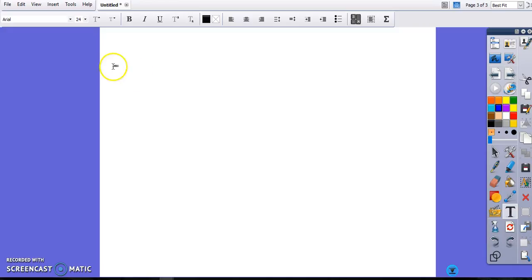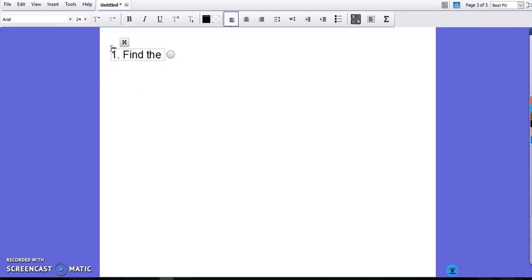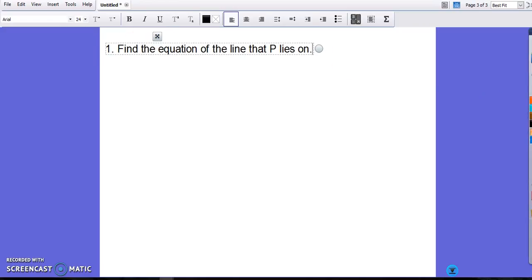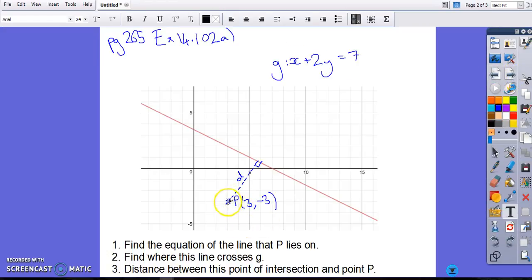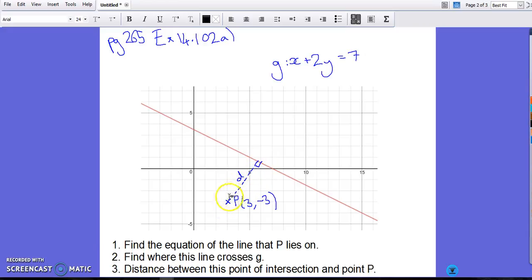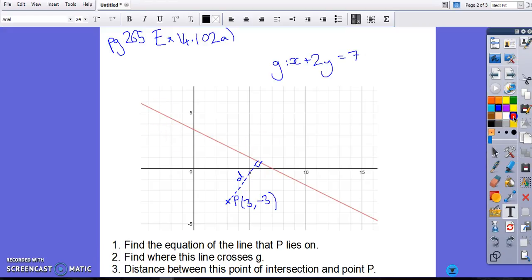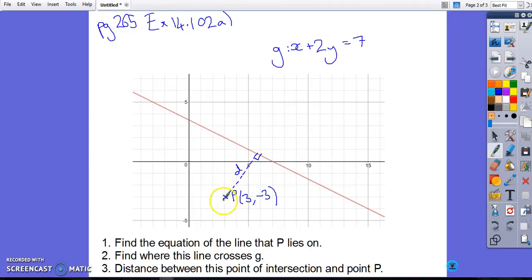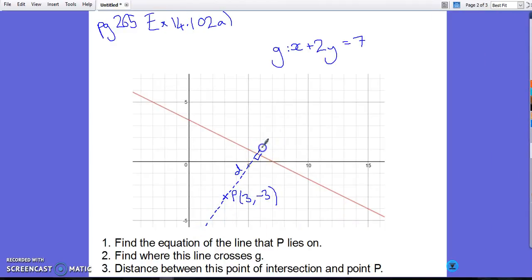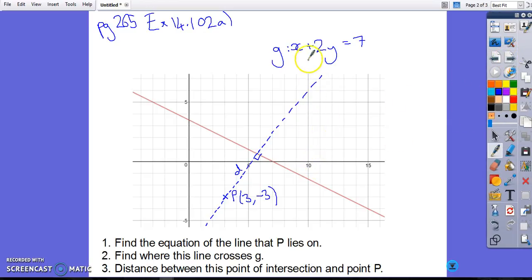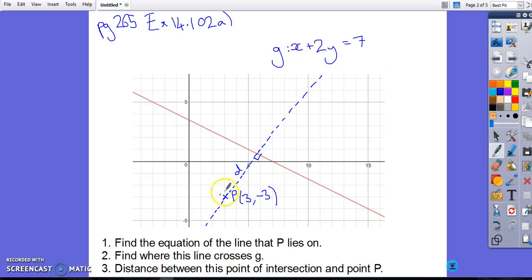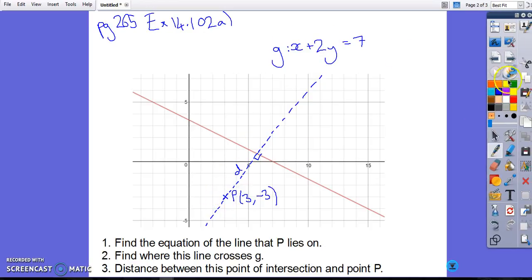So our first one, find the equation of the line that P lies on. So we want the equation of this line here. You see this dotted line segment? We want the equation of the line that would carry on after this dotted line segment. So we're looking for the equation of this line here. So we want a line that's perpendicular to G and that goes through this point P.